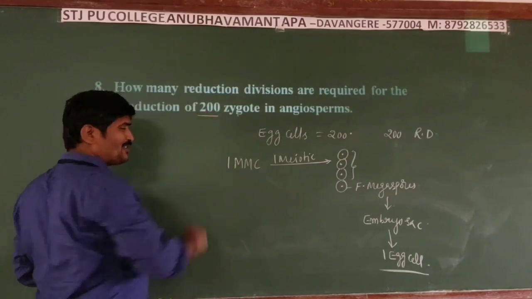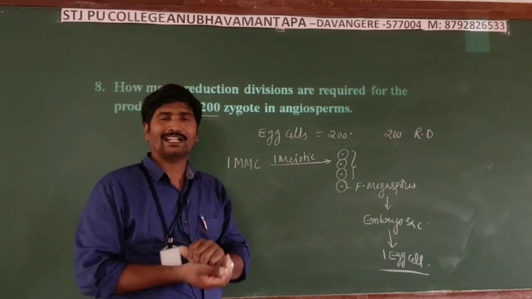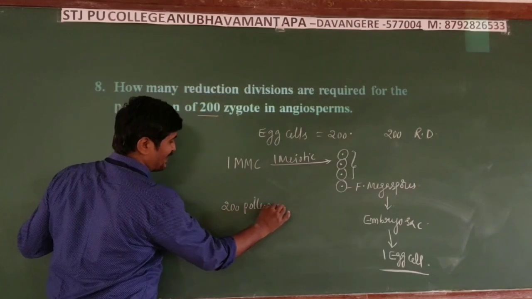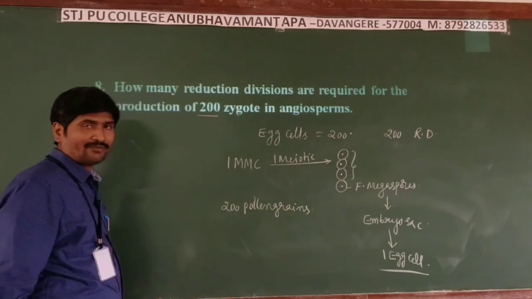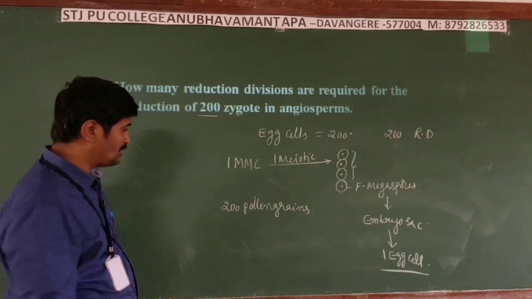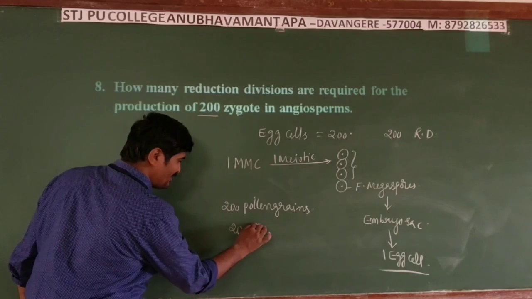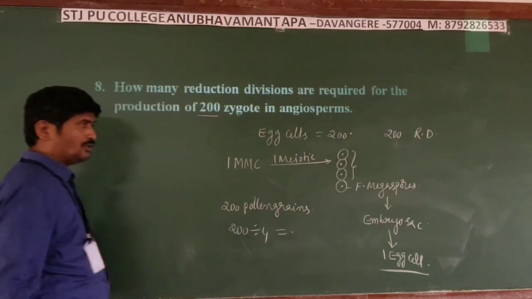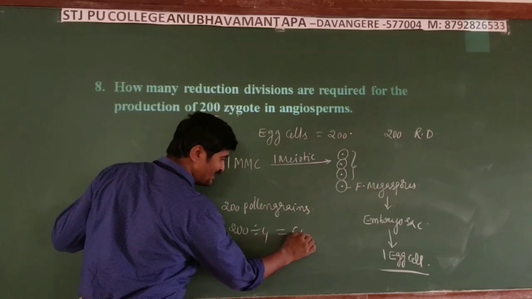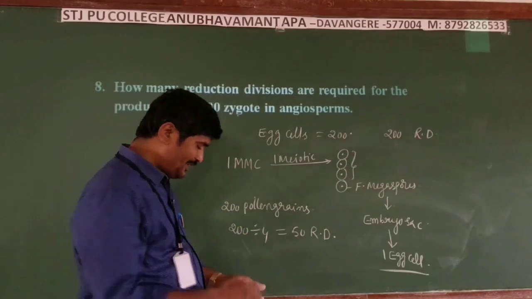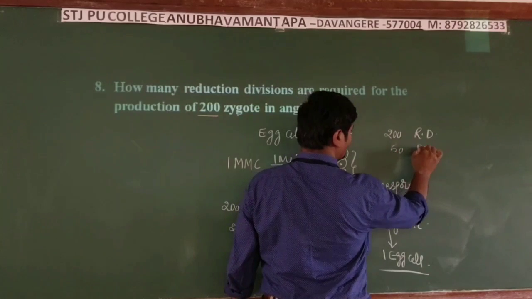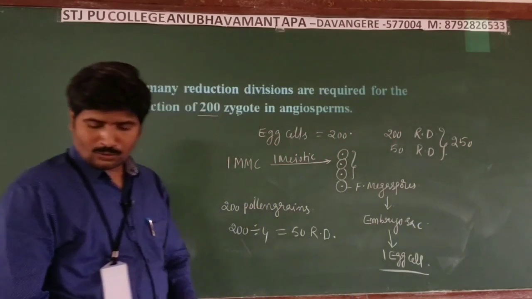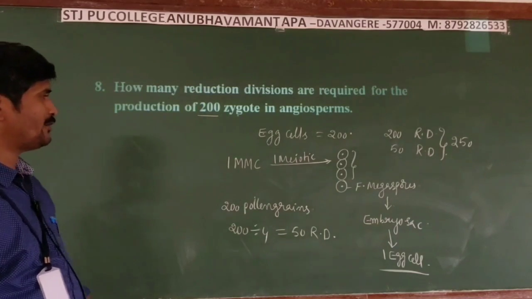Next, male gametes are also required. Male gametes are present in male pollen grains. How many pollen grains are required here? 200 pollen grains are required. 200 pollen grains divided by 4 is equal to the number of reductional divisions. 200 divided by 4 is 50 reductional divisions. So 50 reductional divisions here, plus 200, total 250 reductional divisions are required for the formation of 200 zygotes in angiosperm.